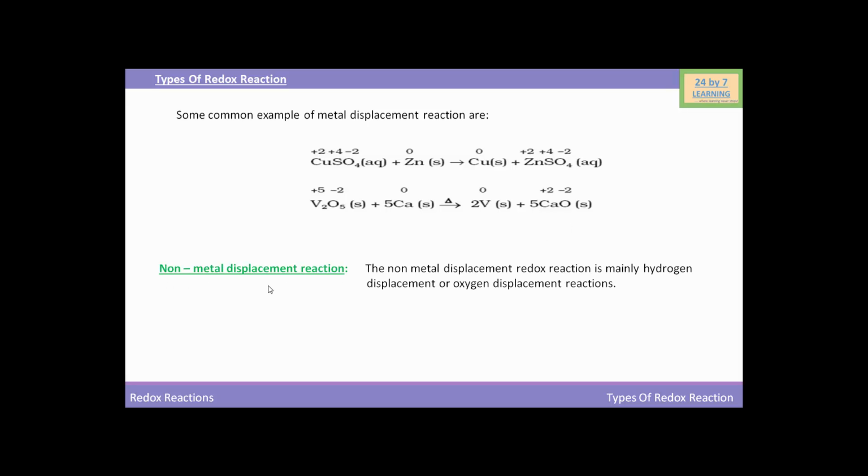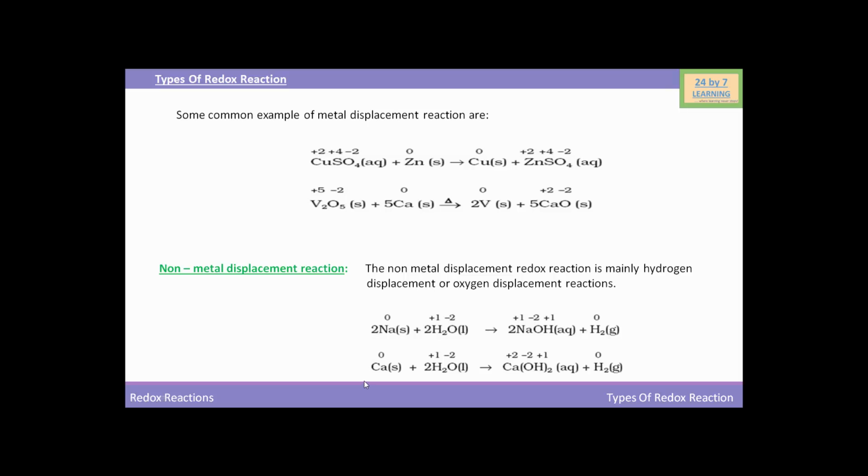Now come to the non-metal displacement reaction. The non-metal displacement redox reaction is mainly a hydrogen displacement or oxygen displacement reaction. In the first reaction, when sodium reacts with water, sodium is oxidized to form NaOH, sodium hydroxide, and one molecule of hydrogen is reduced. Sodium gets the oxidation state +1 from 0, while hydrogen gets oxidation state 0 from +1.